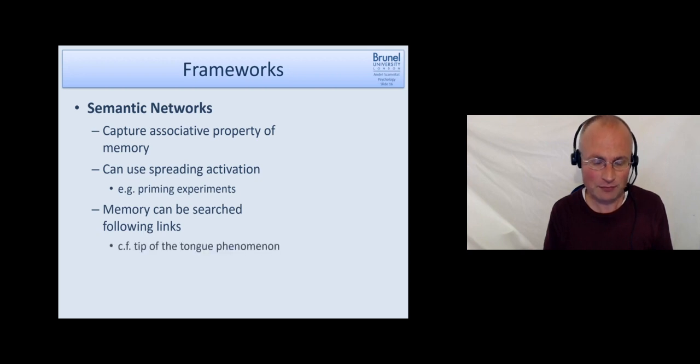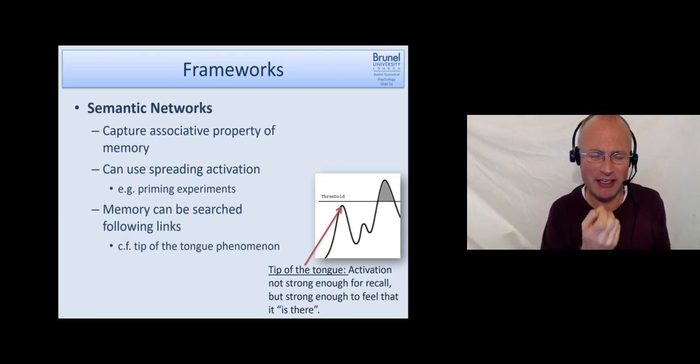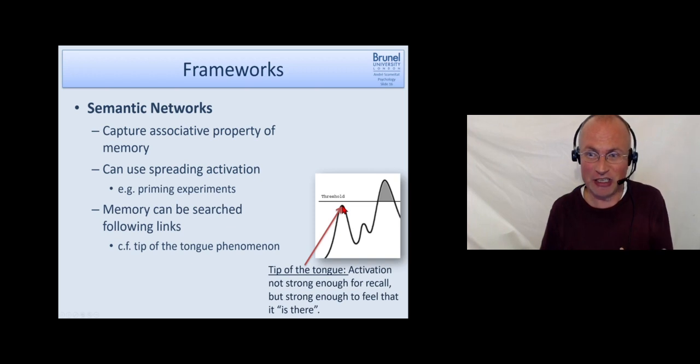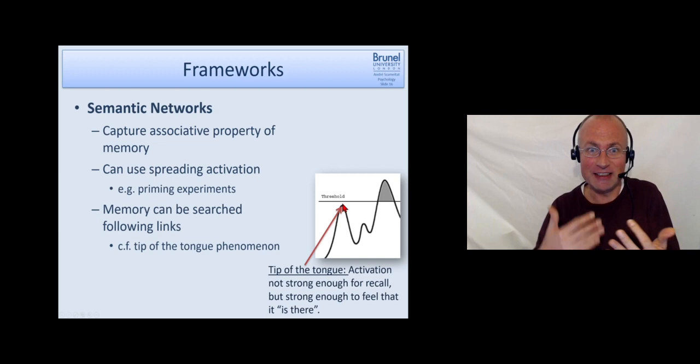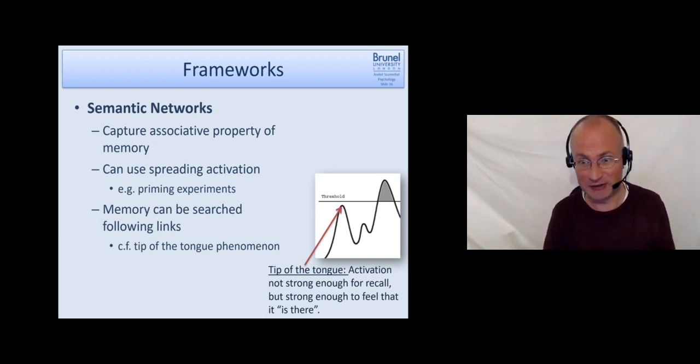Another example is the tip of the tongue phenomenon. One explanation, there are other explanations for this feeling, you know it's there, but you can't really produce it. The idea is that the level of activation for that node is just below the threshold. So you feel it's there, but it's not beyond the threshold so that you would actually recall it and access it.